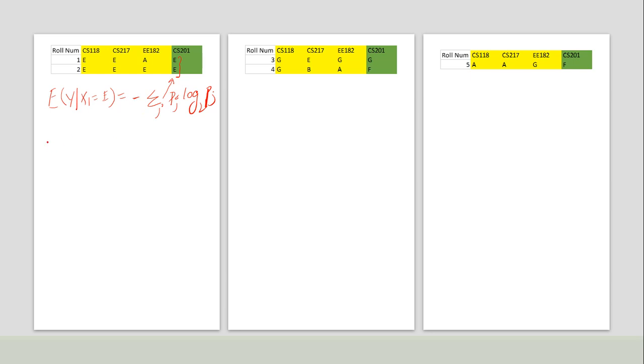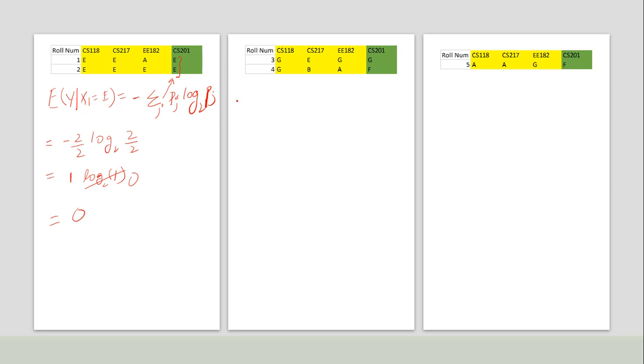Let's calculate how it is 0. That would be equal to minus the probability of J, where J is equal to excellent. For excellent, both the records have the excellent value. That would be 2 out of 2, which is 1, multiplied by log base 2 of 2 out of 2. So this 2 out of 2 is 1, and then log base 2 of 1 is 0. So the answer would be 0. So the entropy of a pure data set is always 0.